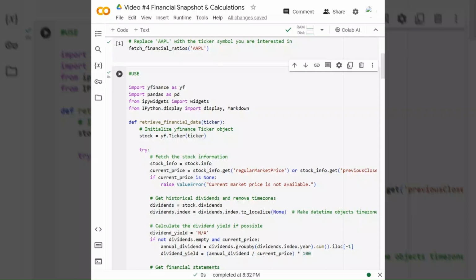In today's video, we're going to be expanding upon our previous video where we gathered our key financial statements such as the balance sheet, the income statement, and the cash flow statement. We're going to be adding to that a couple key calculations when determining the health of an overall business, and these are key financial calculations.